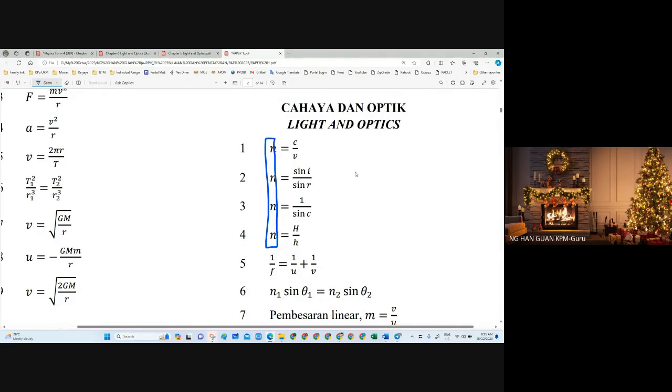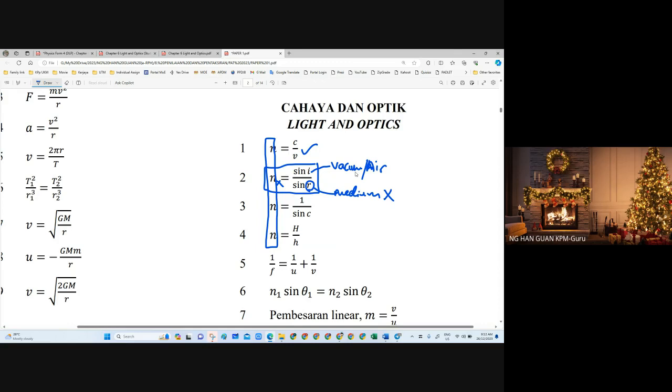This is what we did just now, which is the speed of light in vacuum over the speed of light in the medium. And then we have sin i over sin r here. Remember, when we apply this one, n equals sin i over sin r, the angle i must be the angle that we take in the vacuum or air, and then the r must be the medium. So let's say the r is a medium X, then the refractive index here is the refractive index of X.